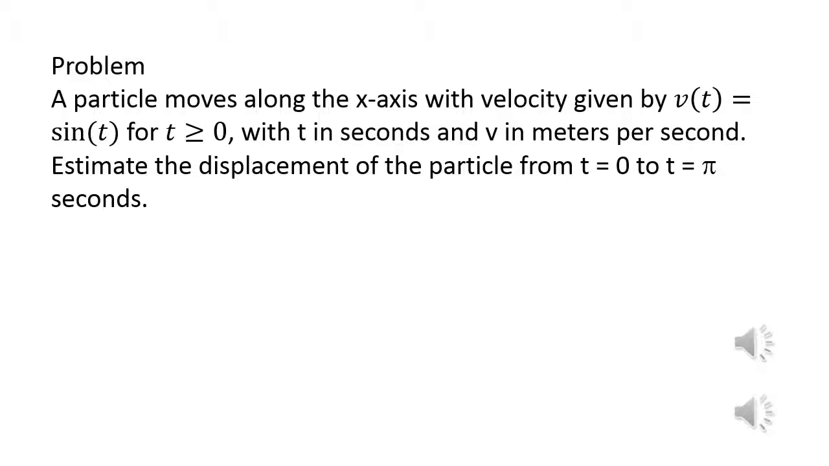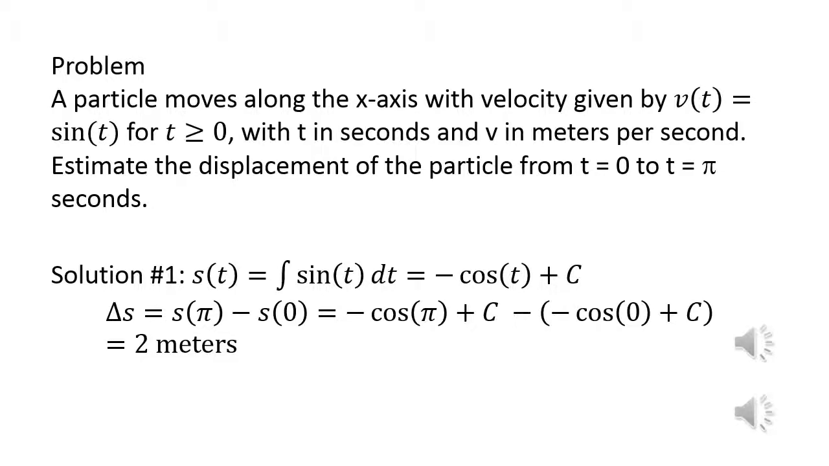Well, this problem is one that we know how to solve already. It's just an antiderivative problem. We are given the velocity, and we're trying to find the change in the position. So we can immediately write s of t equals the antiderivative of the velocity, which equals negative cosine t plus the obligatory constant c. And delta s is therefore equal to s of pi minus s of 0, final minus initial, which in turn is equal to negative cosine pi plus c minus negative cosine of 0 plus c, which is exactly equal to 2 meters.